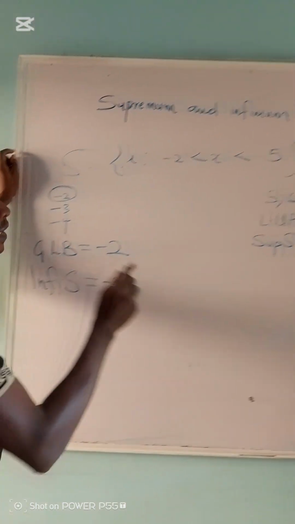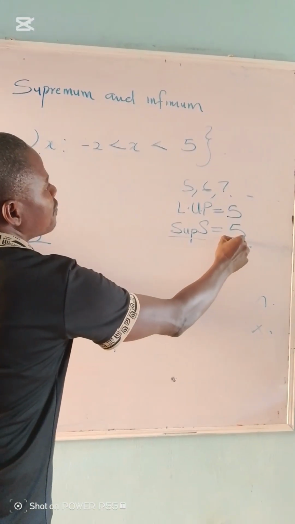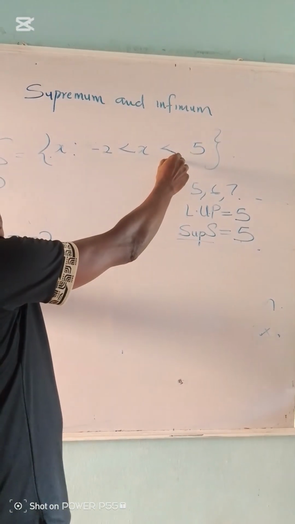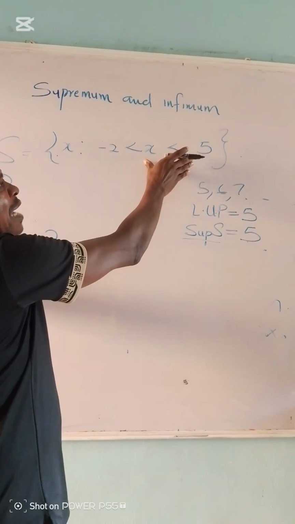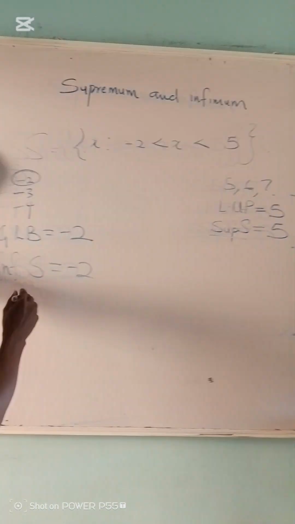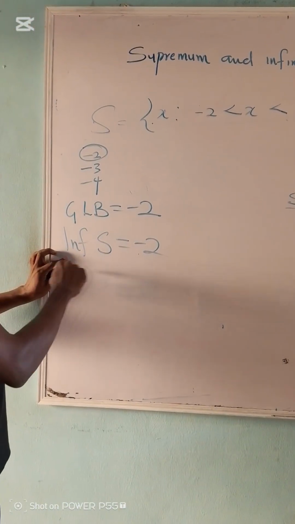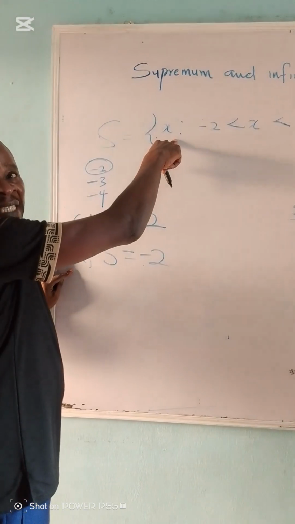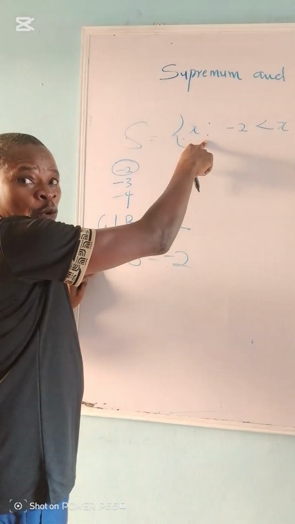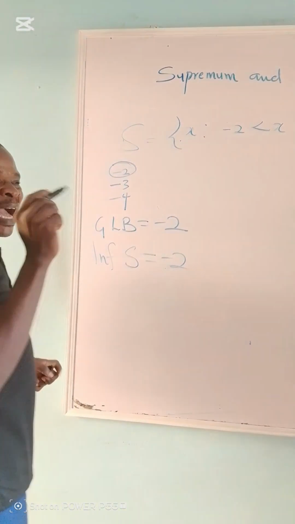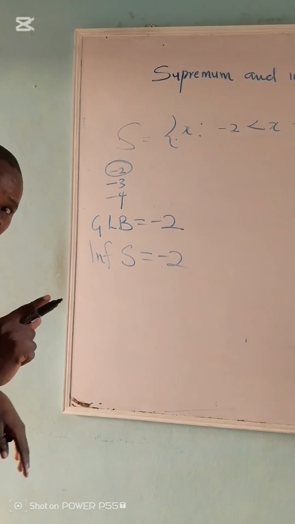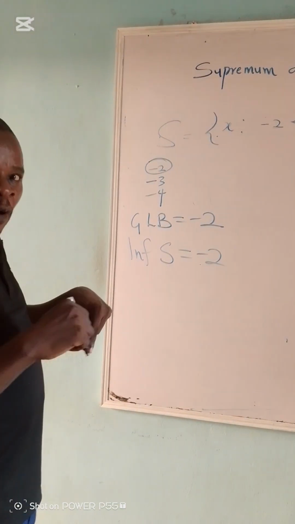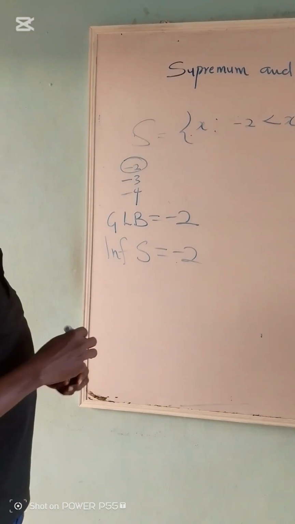But in this case, this supremum 5 is not part of the set, so it's not the maximum, which means this one has no maximum. And this -2, which is the infimum, is not inside this set, so it means this has no minimum. So we only have a minimum and maximum if the supremum and infimum are part of the set.